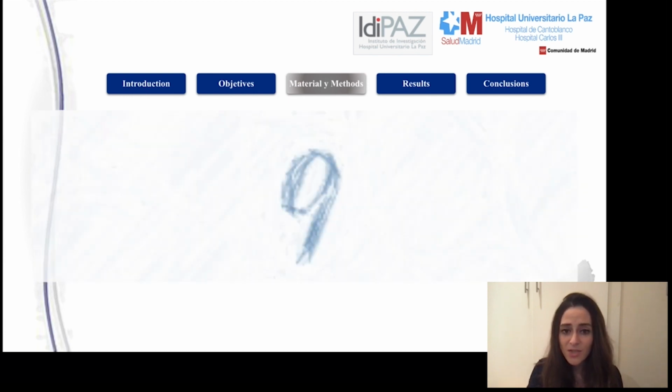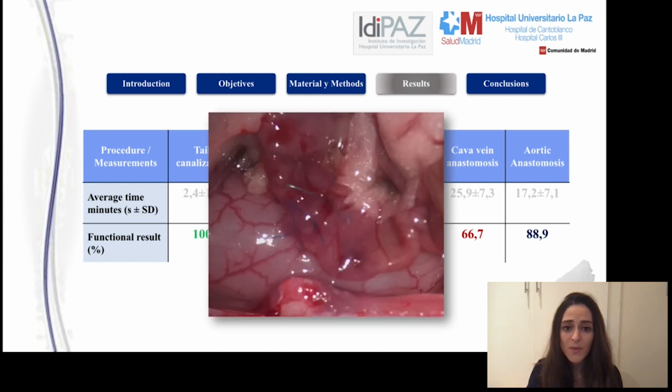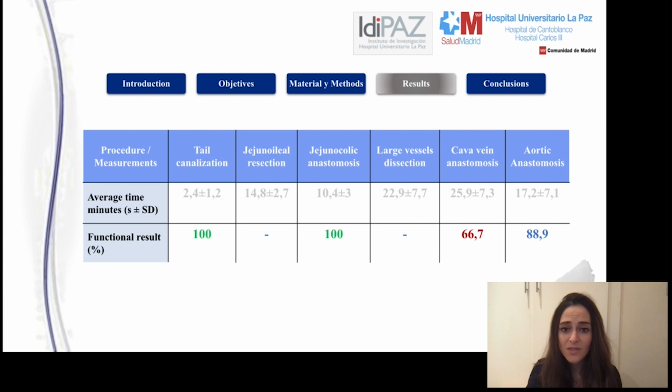A total of 9 sessions were carried out. The mean time of the procedure is shown in the upper part of the table, and in the lower part we see the functional result, where 100% of the tail cannulation and vein anastomosis were successful, compared to 89% of the aortic anastomosis and 66% of the cava anastomosis. This procedure is the most difficult.